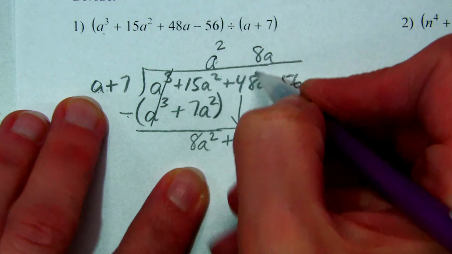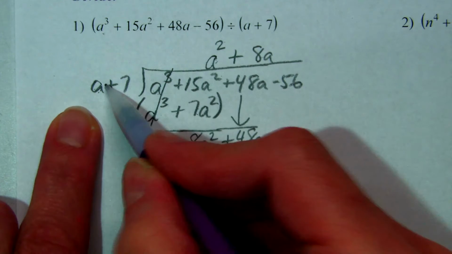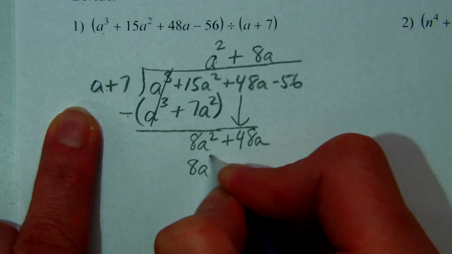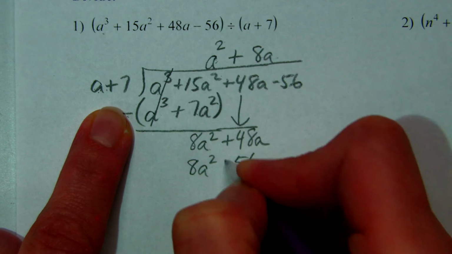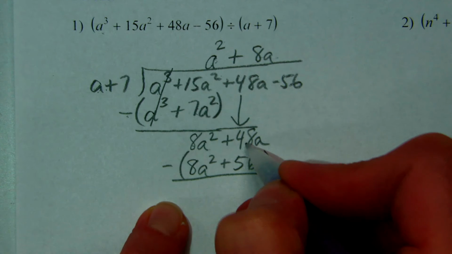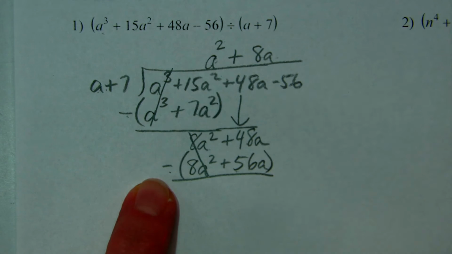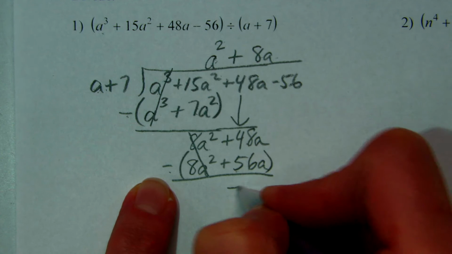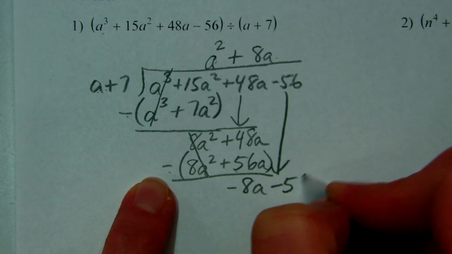To separate these two terms we have up here, we're going to put a plus sign. So 8a times a is 8a squared. 8a times 7 is 56a. And then we will subtract that. So 48 minus 56 is what we're doing, because this will cancel. So we'll get negative 8a, and then you bring down the negative 56.